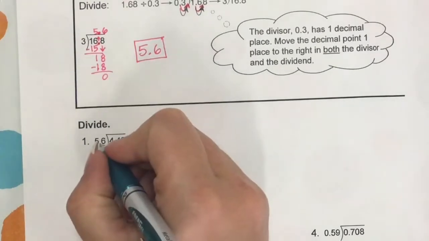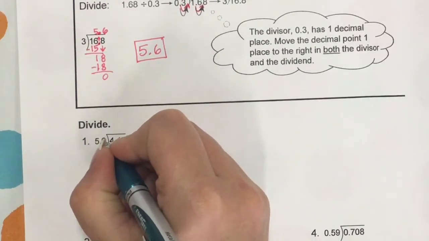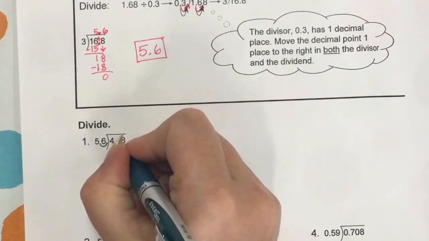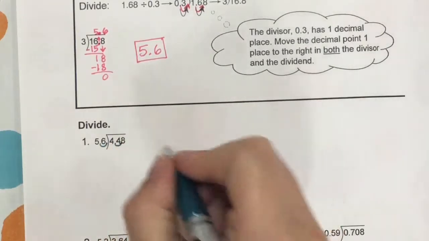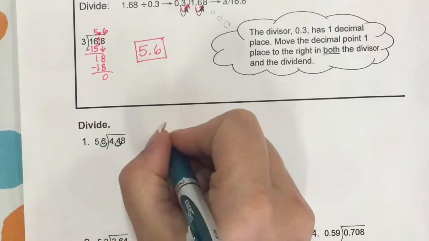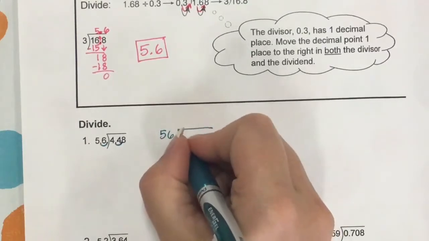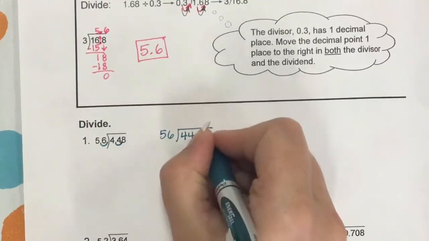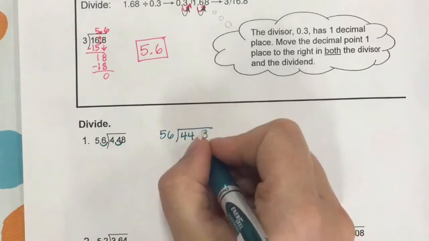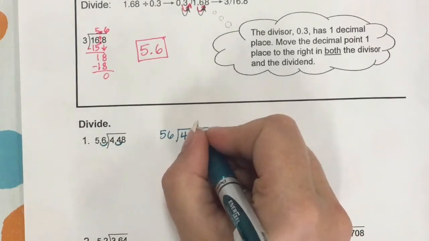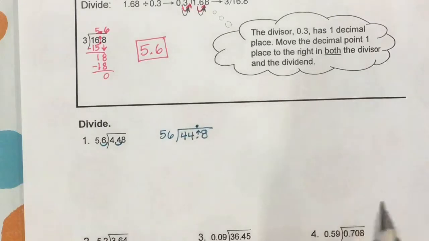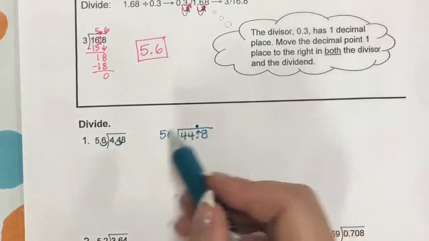So I'm going to move this over 1 place in the divisor, which means I have to move the decimal over 1 place in the dividend. So I'm just going to rewrite this problem. 56 divided by 44.8. And just know that decimal place is going to go directly above the decimal here. Okay? So we're looking at 56.